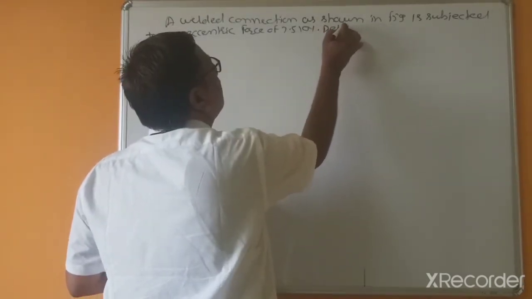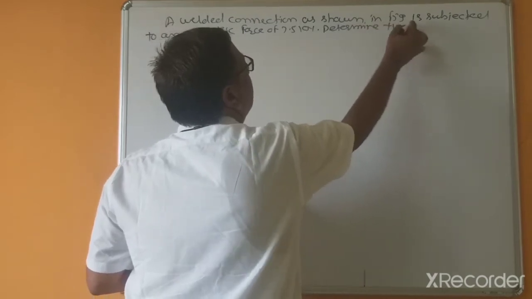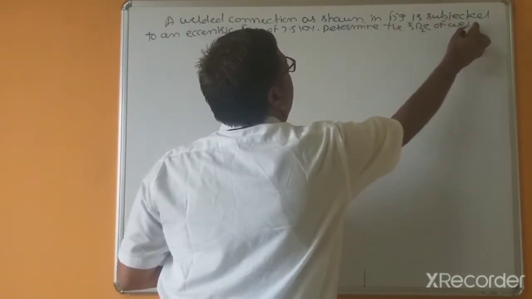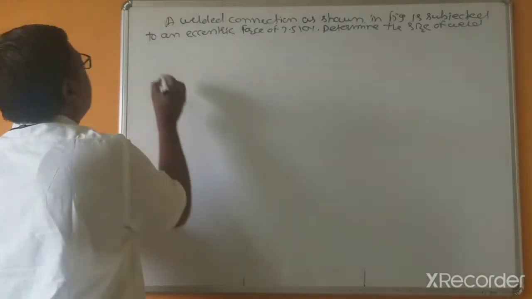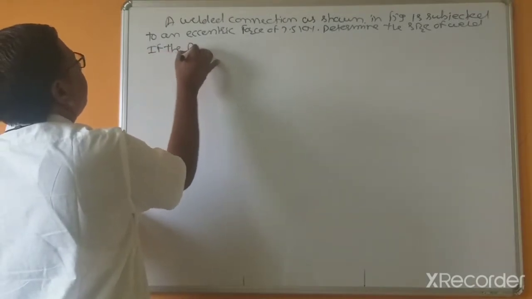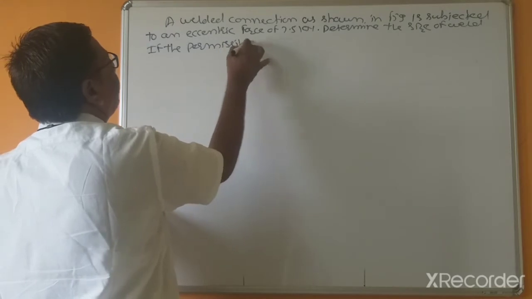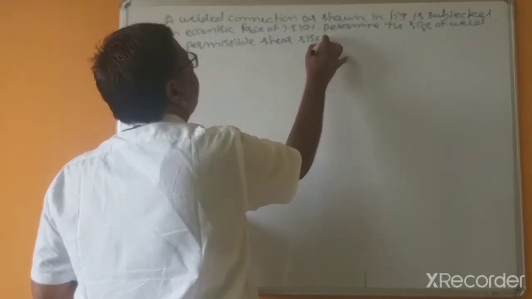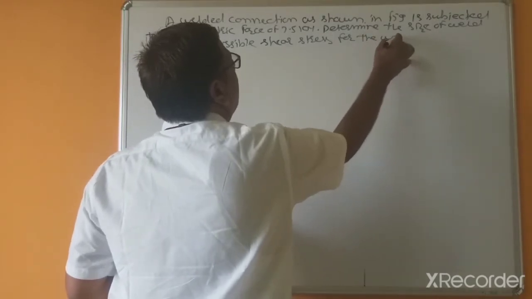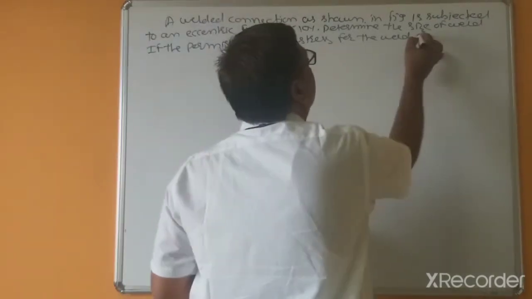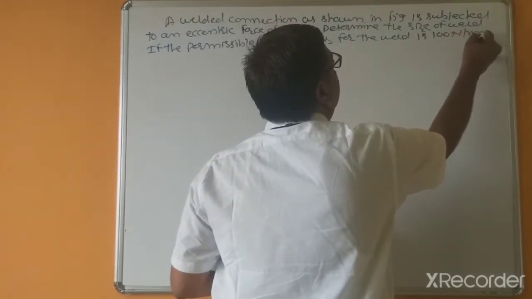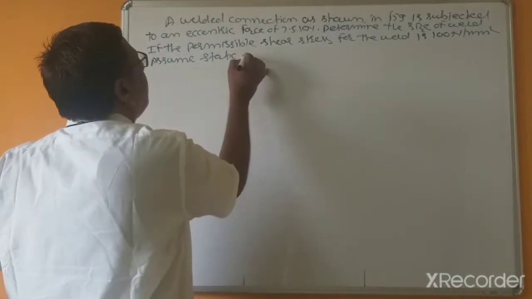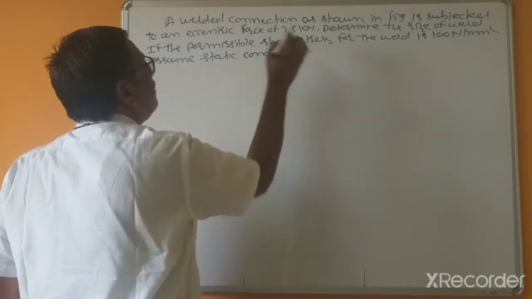Determine the size of weld if the permissible shear stress for the weld is 100 Newton per mm squared. Assume static conditions.